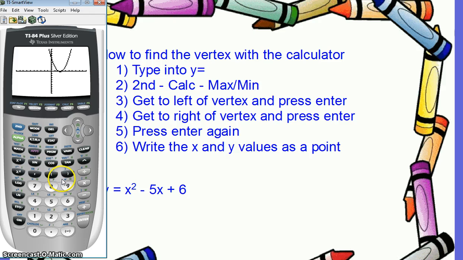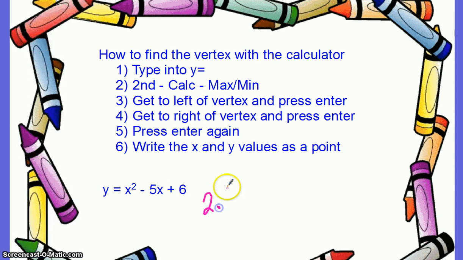And we notice that it's got a low point, which is a minimum. So you're going to go second calc number 3 for minimum. You need to be on the left side, press enter, and then go to the right, get past the vertex, enter, enter, and 2.5 comma negative 0.25 would be your vertex. A vertex is written as a point because it is the point where it changes directions.